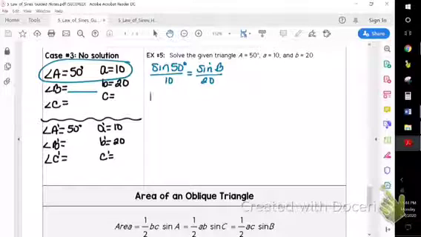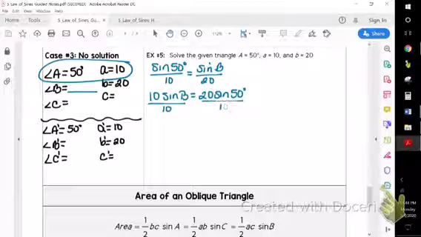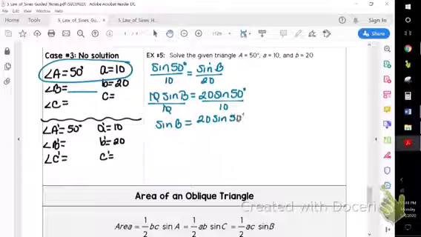Cross multiply. So 10 times sine of angle B is going to be equal to 20 times sine of 50 degrees. We're solving for B, which has a sine in it, so divide by the 10. And so we know sine of angle B equals this other side. And remember, when you're looking for angle B, to get rid of that sine, we're going to make it the inverse on the other side.